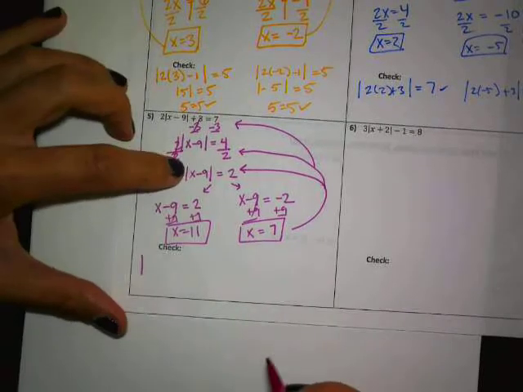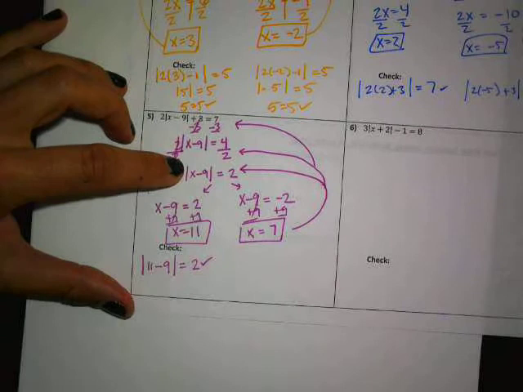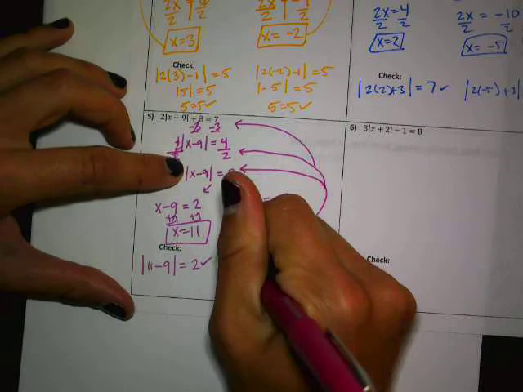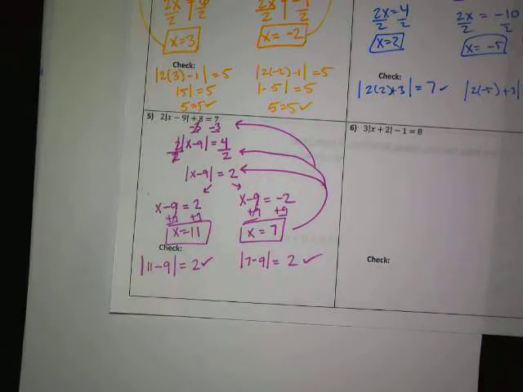So I'm going to plug it in here in place of x, I'm going to put 11. What is 11 minus 9? 2. 2, so yay, that one works. 7 minus 9 equals negative 2. And then that's going to be 2. Very good. And absolute value turns to positive, so that one works as well. All right, take a quick second. Do problem number 6.